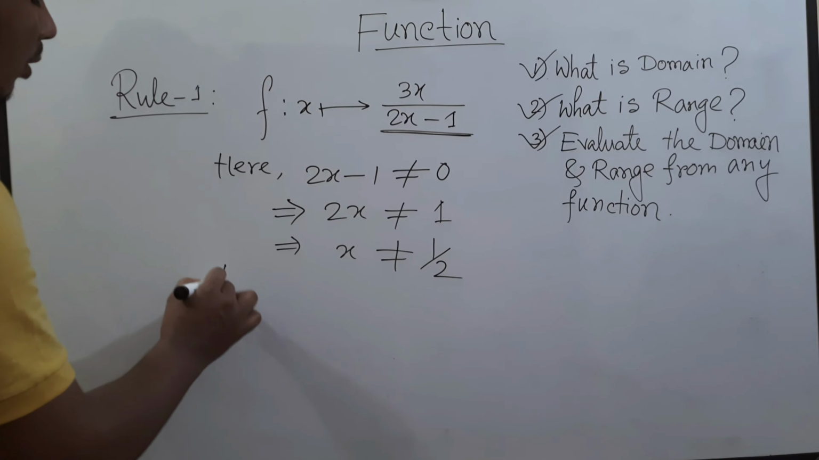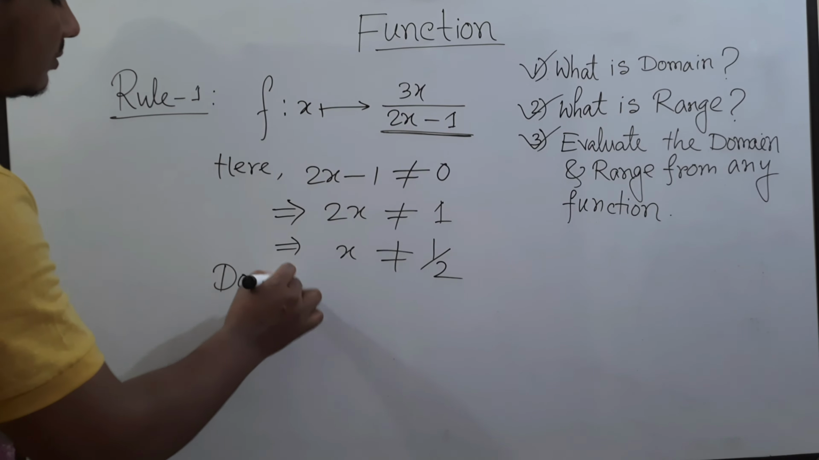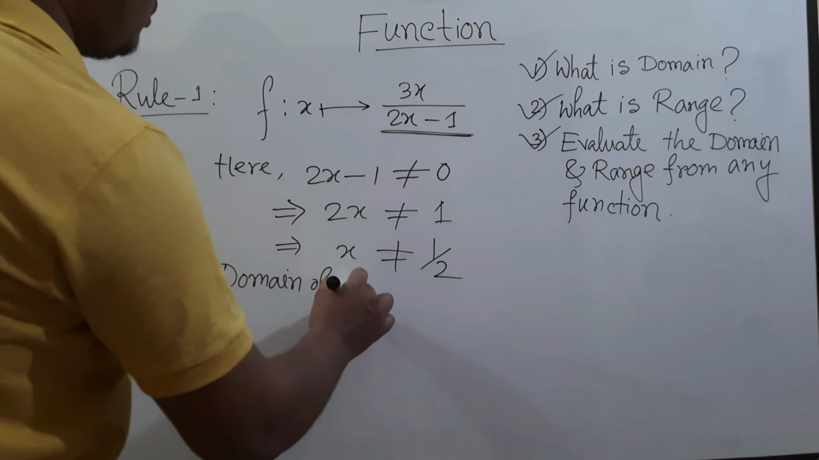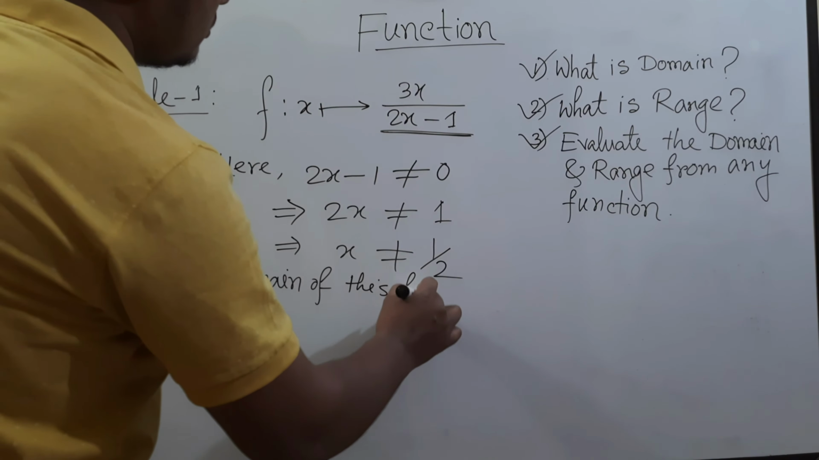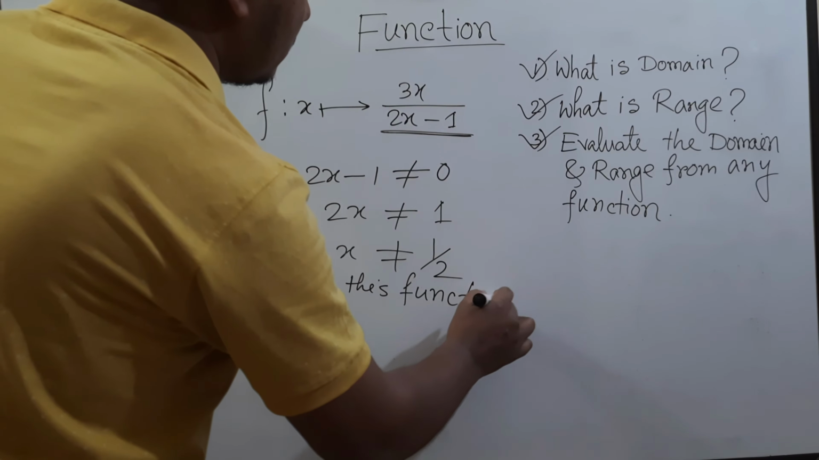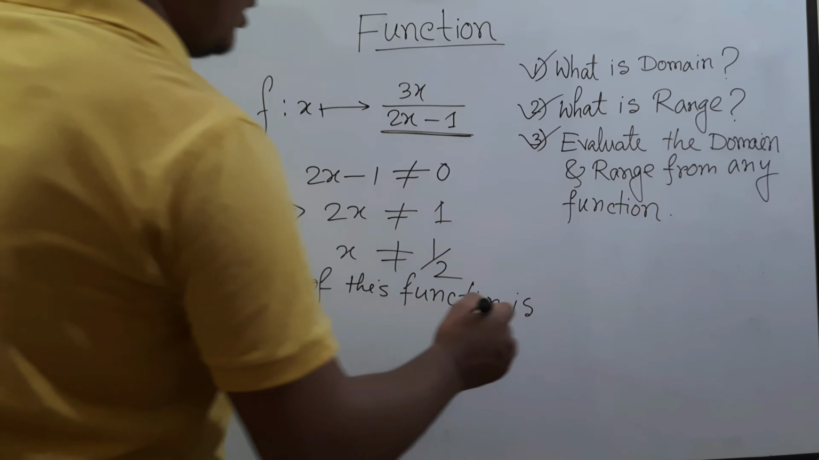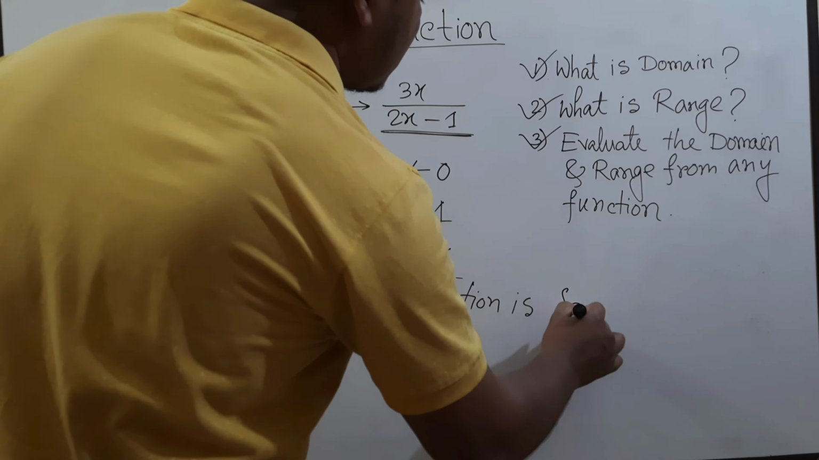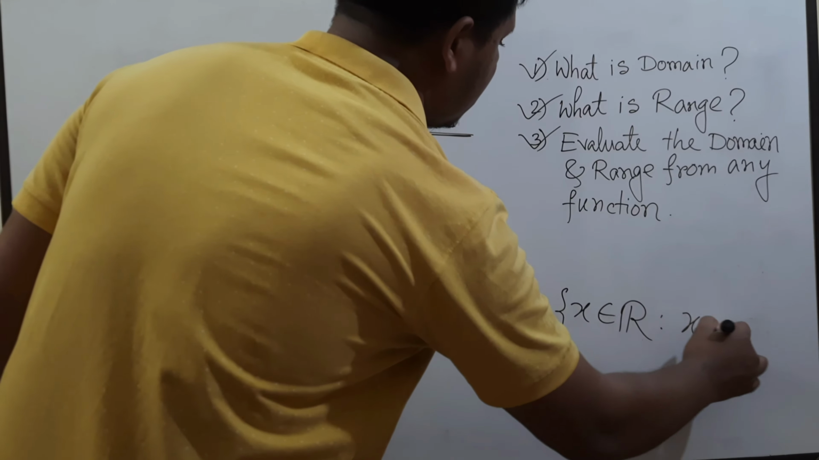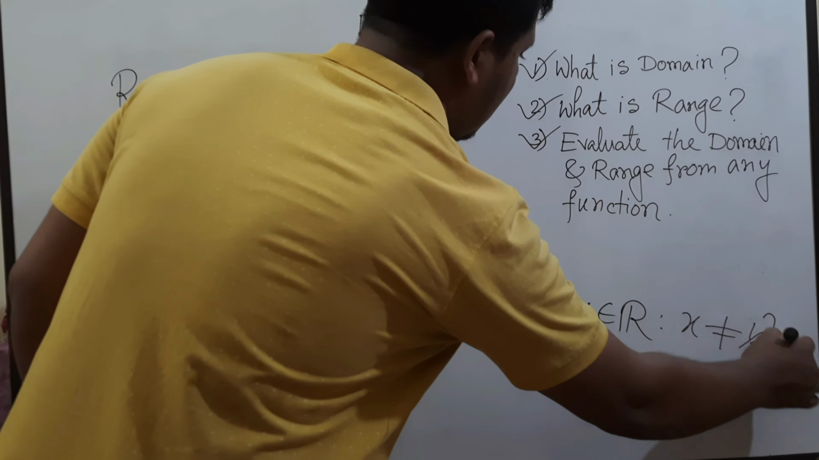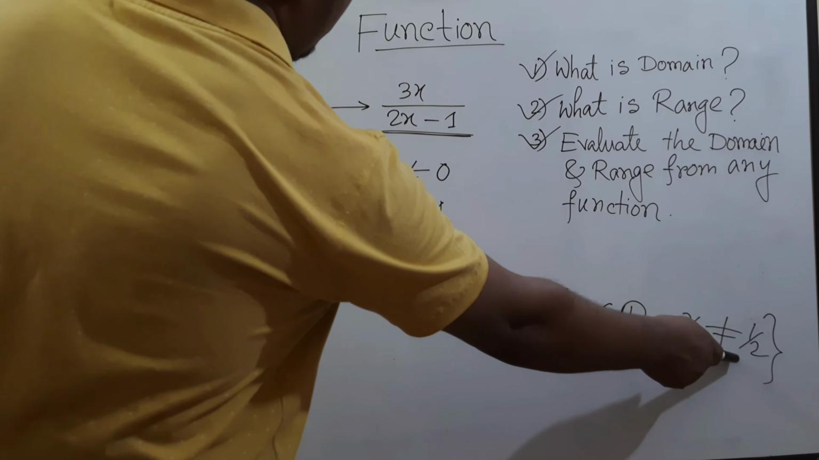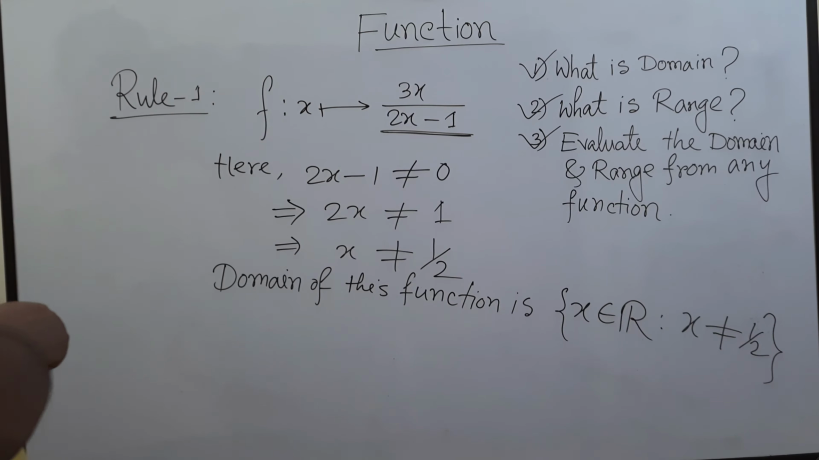That's why the domain of this function is all real values. That means x belongs to all real numbers such that x not equal half. That means the domain will be all real numbers except half. Okay, now the question is, what will be the range?